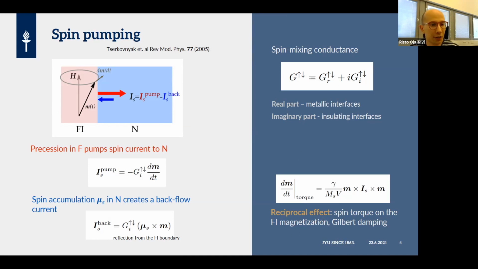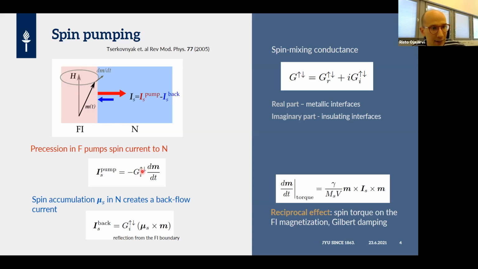Okay, now we want to consider spin pumping in this system. We are following here the nice review by Tserkovnyak and others. Instead of having just a static magnetization in the ferromagnetic insulator, let's imagine that it is precessing around some magnetic field. This can be arranged by ferromagnetic resonance, with an oscillating magnetic field and a static magnetic field in this H direction, and then it will naturally precess.